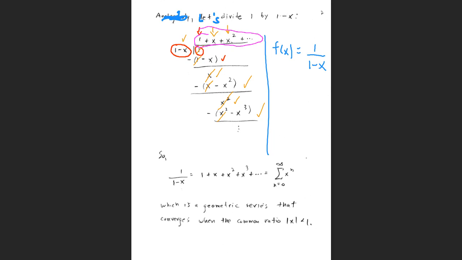And this is why we can say that 1 over 1 minus x equals this power series. And we recognize that power series as a geometric series that will converge when the absolute value of the common ratio is less than 1. Okay, so that's a formula, and that formula we're going to utilize a lot, like all the time, in section 8.6.